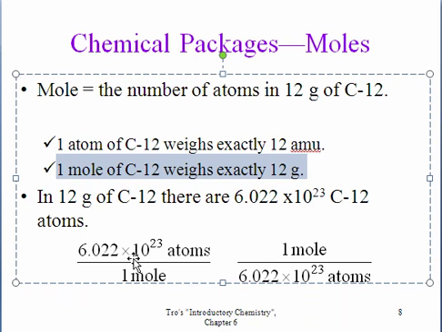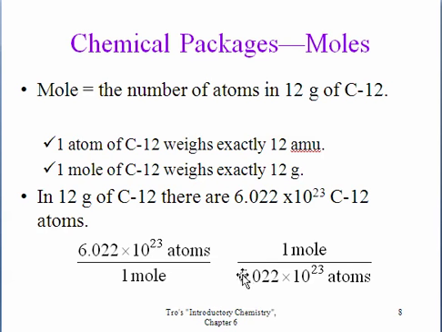For example, if we have 6.022 times 10 to the 23 atoms of sodium, then we have 1 mole of sodium. If I have 6.022 times 10 to the 23 atoms of iron, then I have 1 mole of iron. Just like if I have 12, I have a dozen. If I have this number, I have a mole.